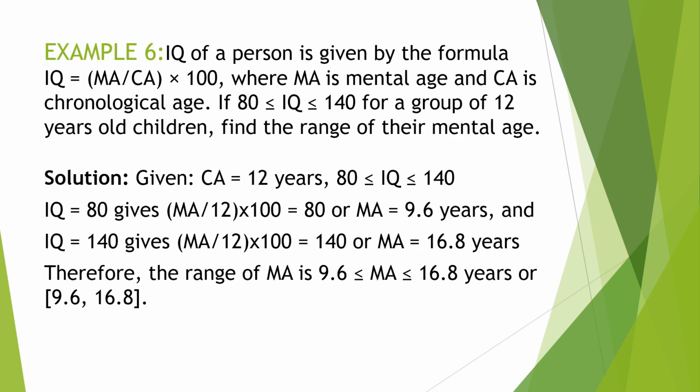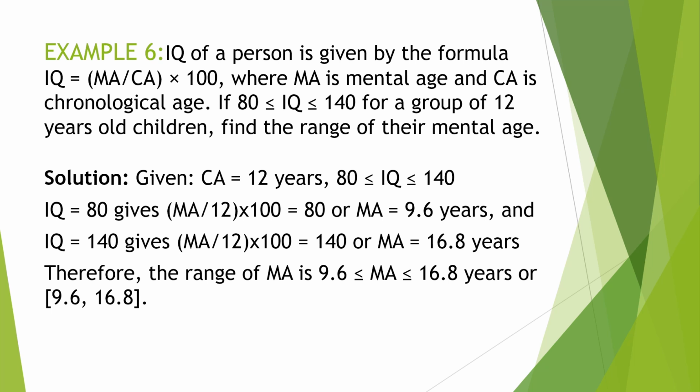Example 6. IQ of a person is given by the formula IQ is equal to mental age upon chronological age into 100, where MA is the mental age and CA is the chronological age. If IQ is between 80 and 140 for a group of 12 years old children, find the range of their mental age. This is a simple one comparatively. CA, the chronological age of the children, is 12 years. It is given IQ is between 80 and 140.